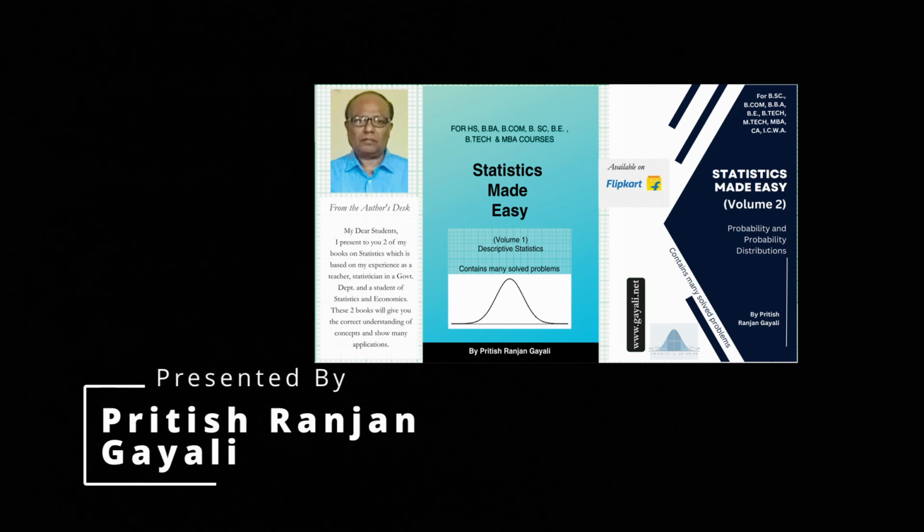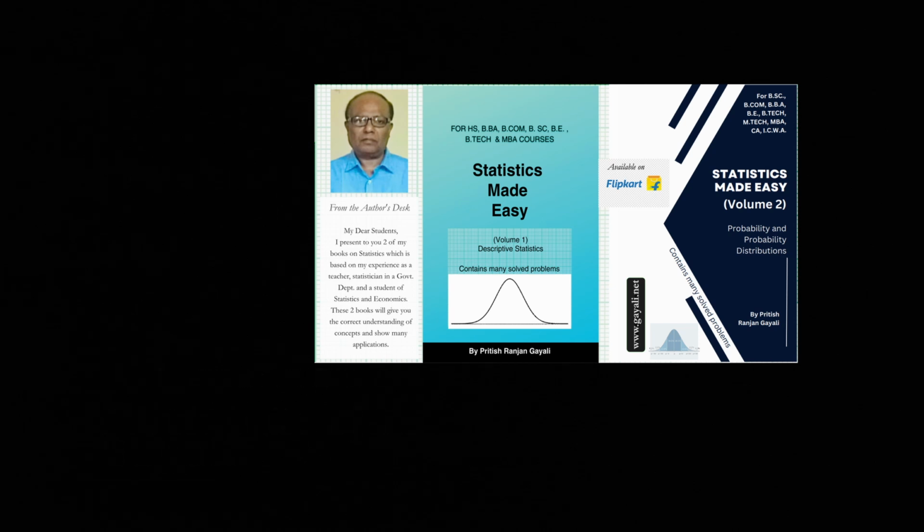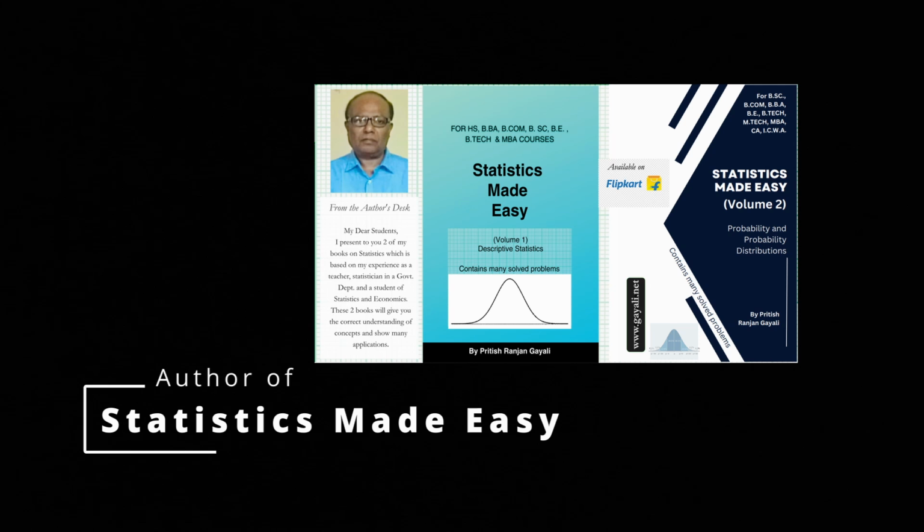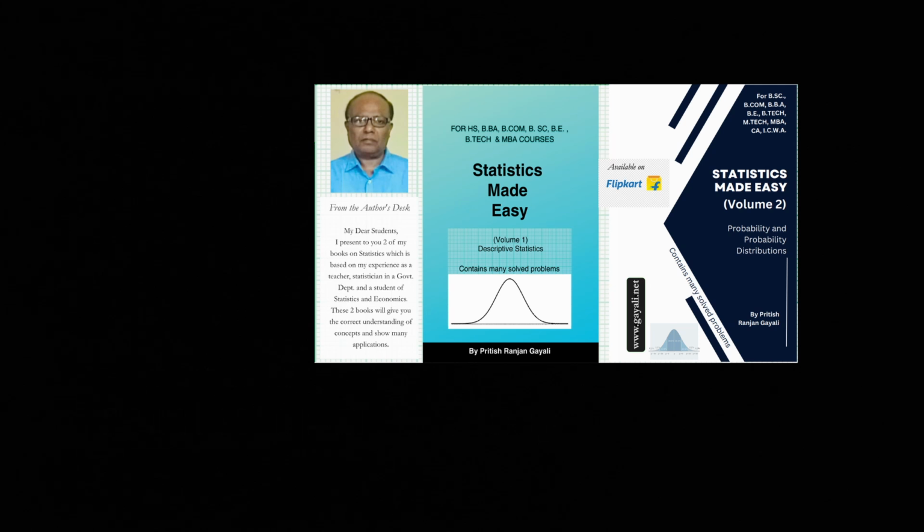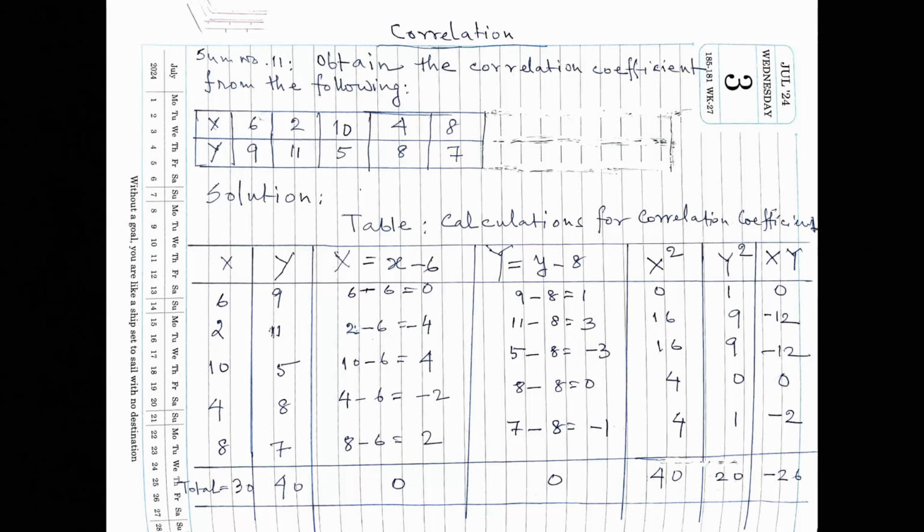Now I am explaining a sum on correlation. Sum number 11. Obtain the correlation coefficient from the following. Here values of x and y are given. Value of x is equal to 6, y is equal to 9.